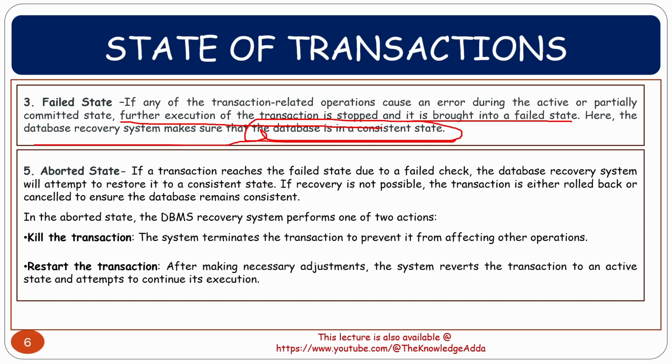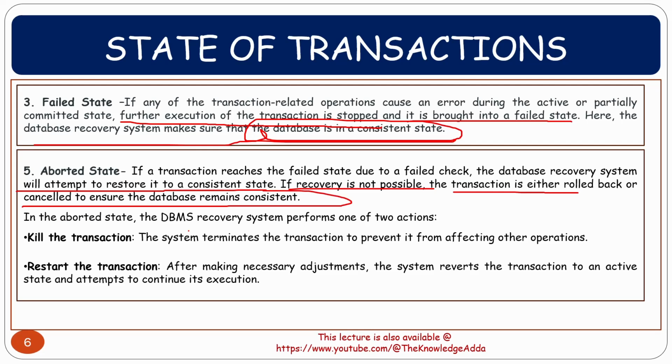Aborted means if a transaction reaches the failed state due to a failed check, the database recovery system will attempt to restore it to consistent state. If the recovery is not possible, the transaction is either rolled back or cancelled to ensure the database remains consistent.